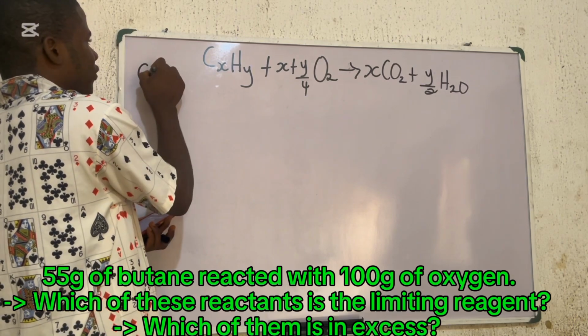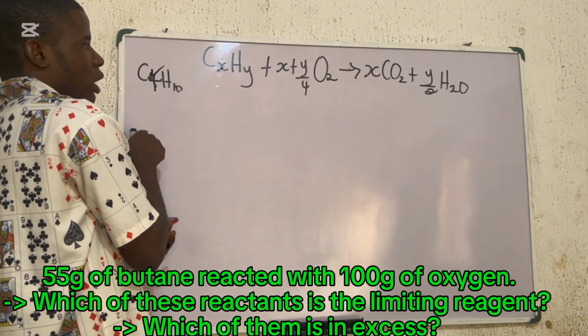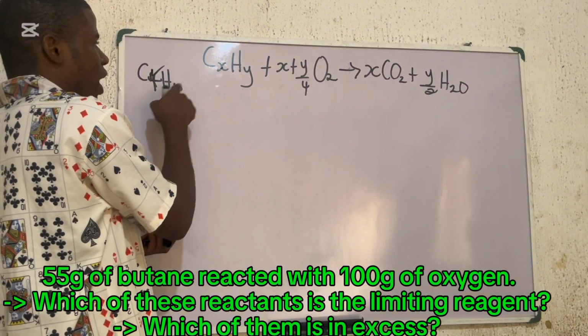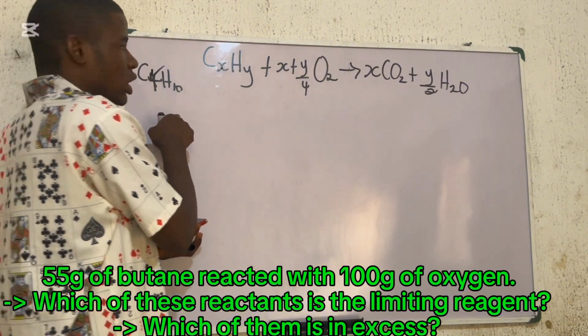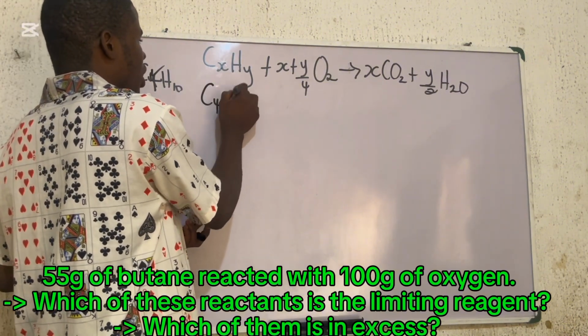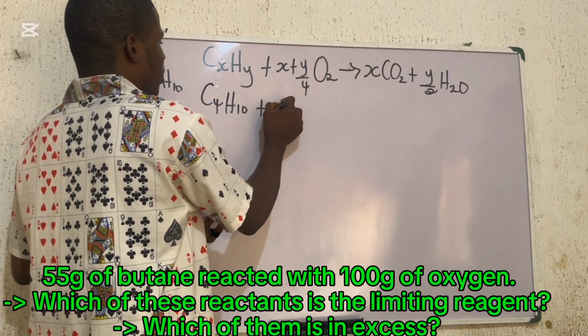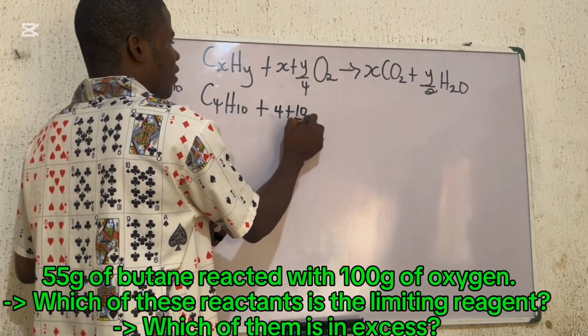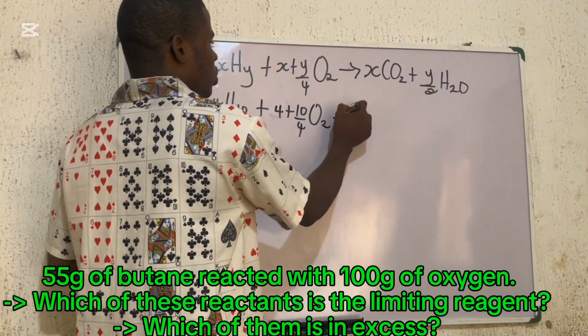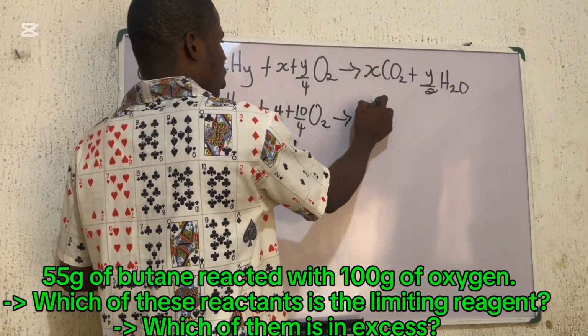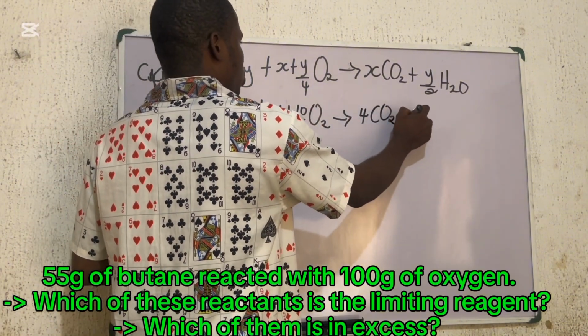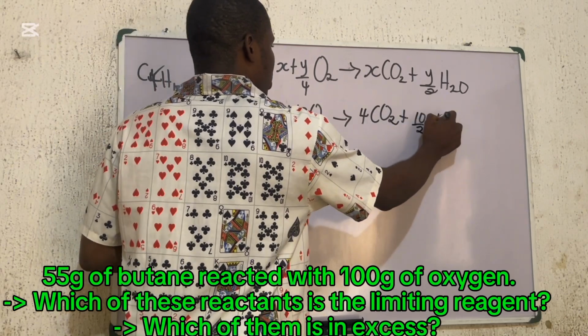Is it clear? Now, this x refers to the number of atoms of carbon and y refers to the number of atoms of hydrogen. Is it clear? So we have C4H10. Wherever we see x, we put 4. That's, we have 4 plus y, which is 10, over 4 what? O2 to give us x, which is what? 4CO2 plus y over 2, which is 10 over 2 what? H2O.